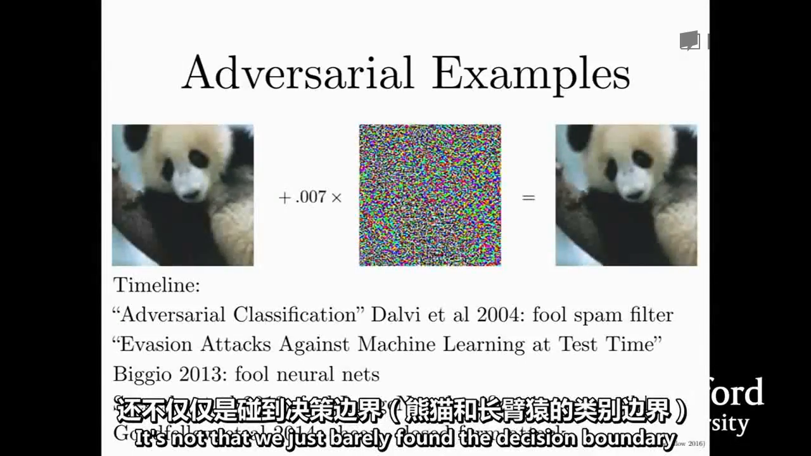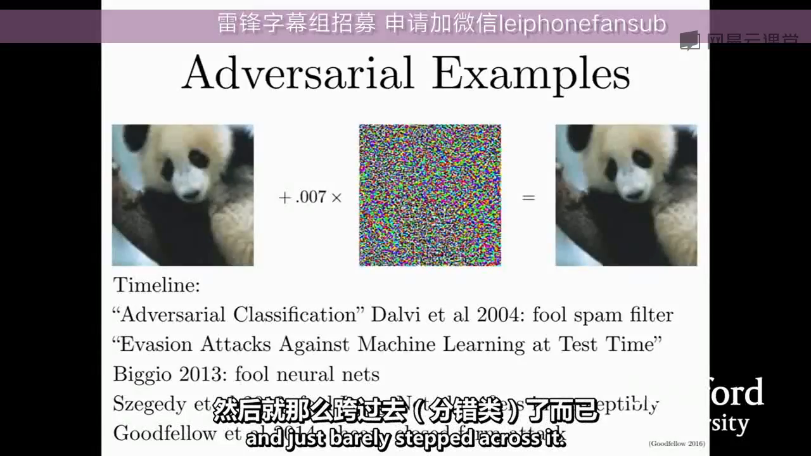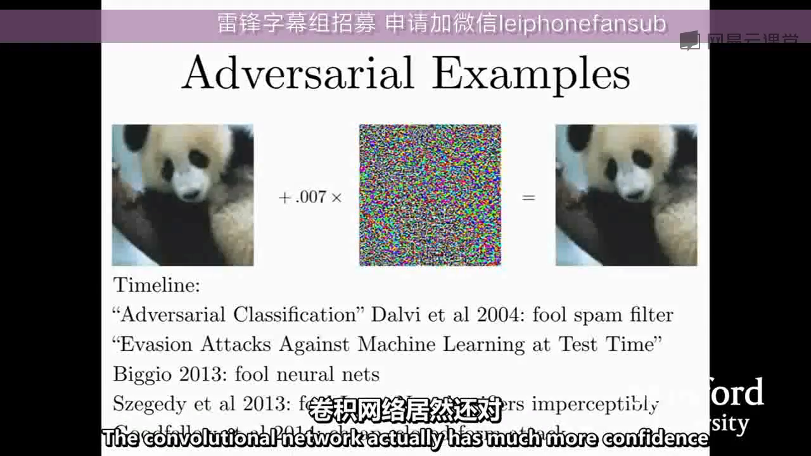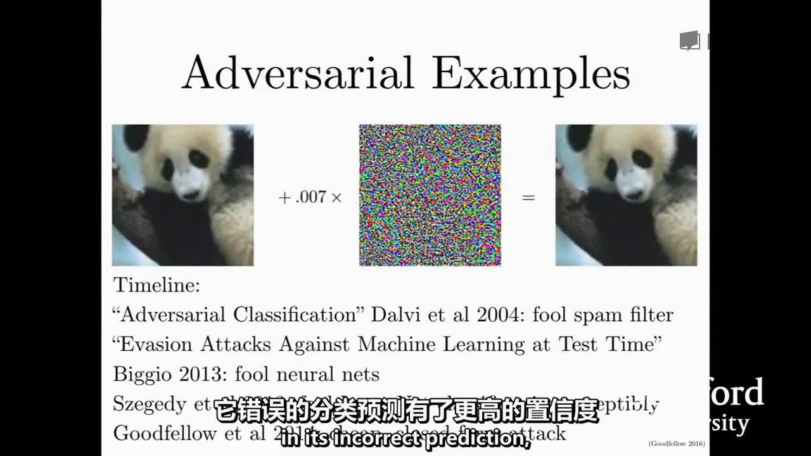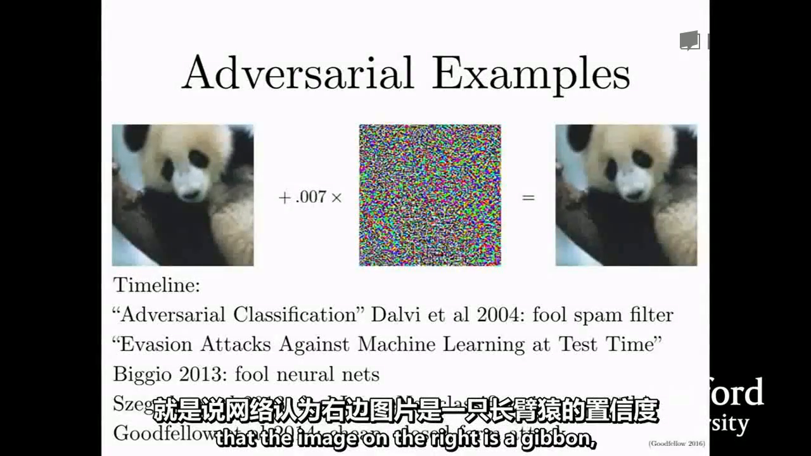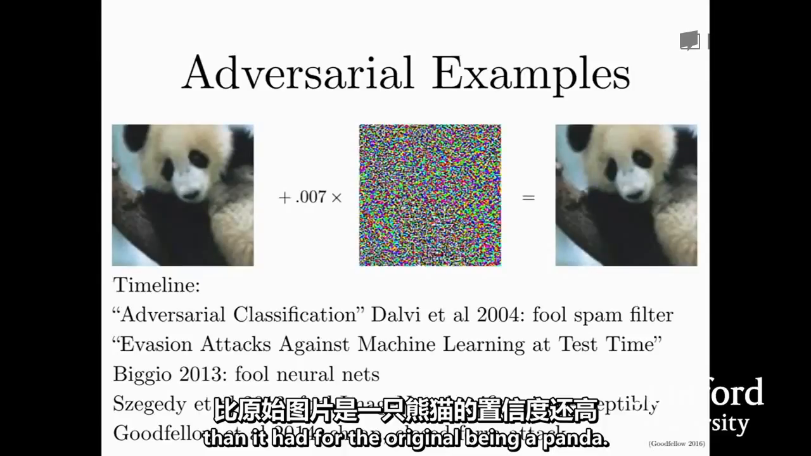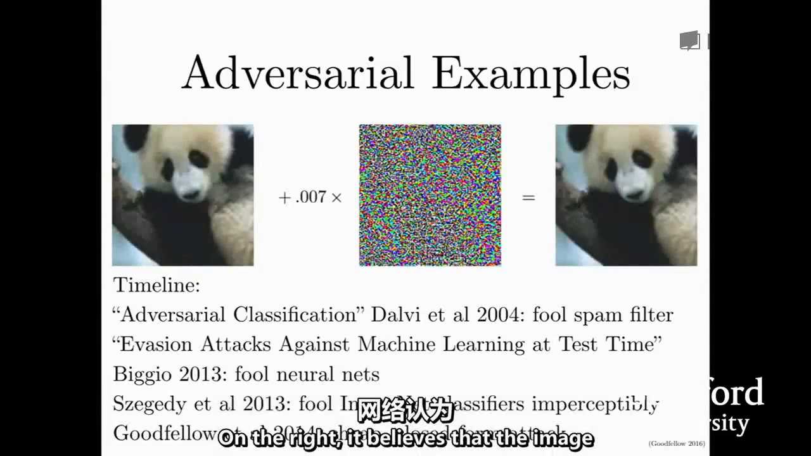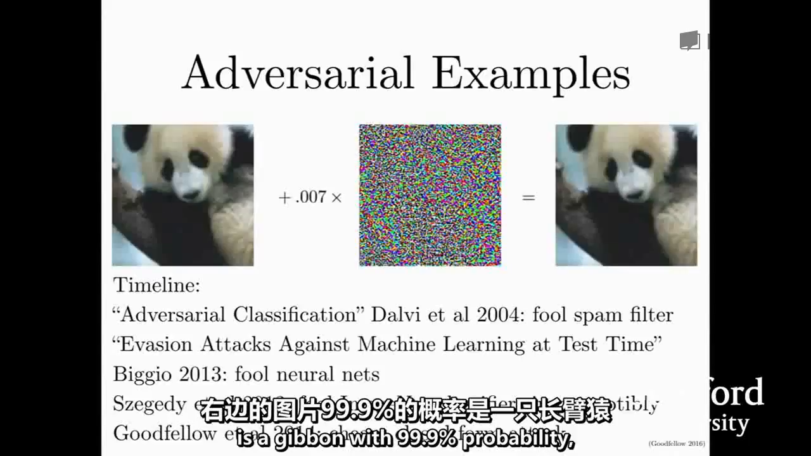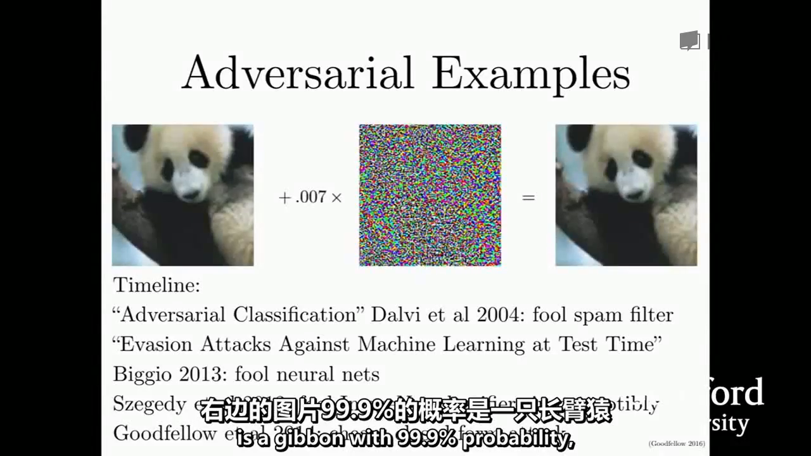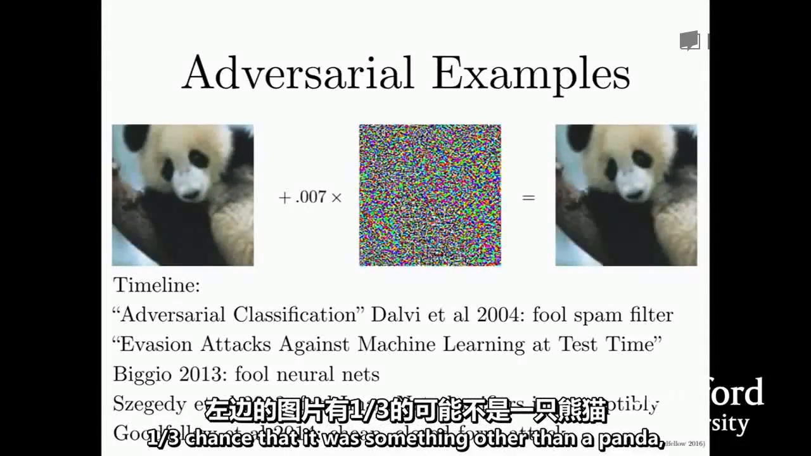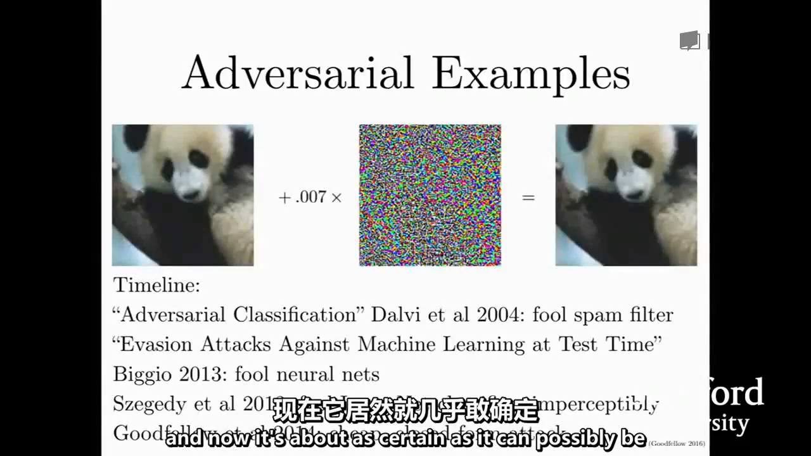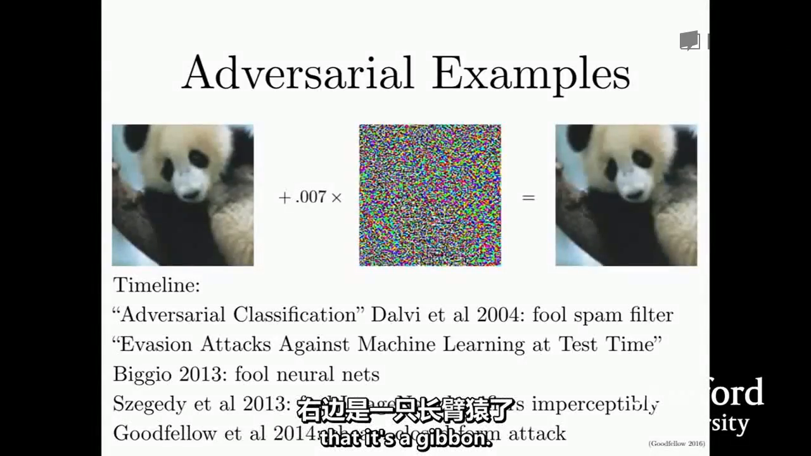Another interesting thing is that it doesn't just change the class. It's not that we just barely found the decision boundary and just barely stepped across it. The convolutional network actually has much more confidence in its incorrect prediction that the image on the right is a gibbon than it had for the original being a panda. On the right, it believes that the image is a gibbon with 99.9% probability. So before, it thought that there was about a third chance that it was something other than a panda. And now it's about as certain as it can possibly be that it's a gibbon.